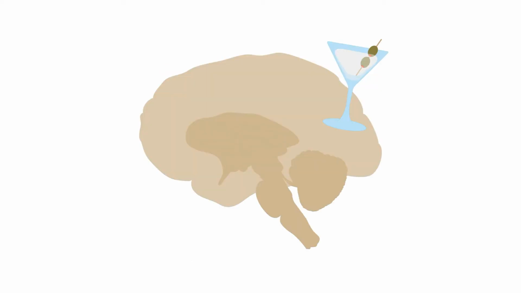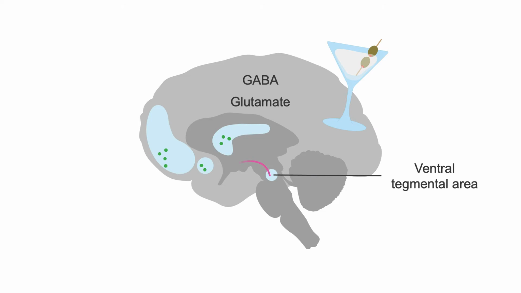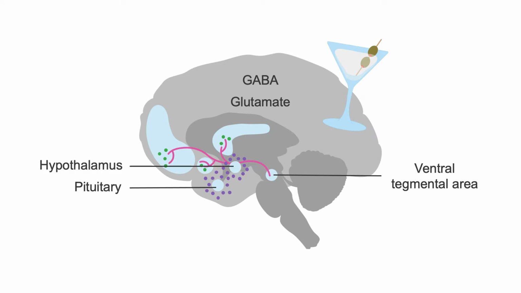Well, remember that while we often focus on GABA and glutamate systems when we're talking about alcohol withdrawal, alcohol also triggers the release of dopamine throughout the mesocortical limbic system, as well as endorphins from the pituitary and hypothalamus. It's the dopamine and endorphins that reinforce drinking behavior and make it pleasurable.